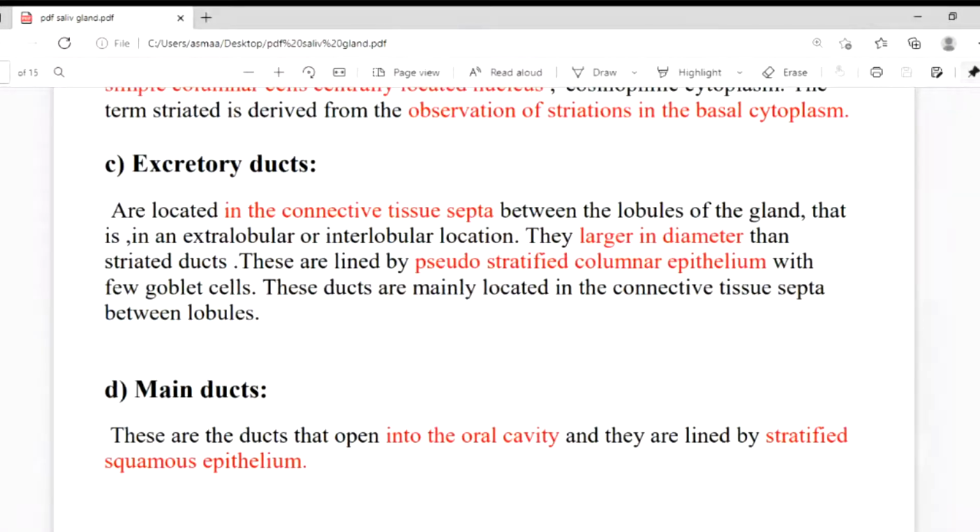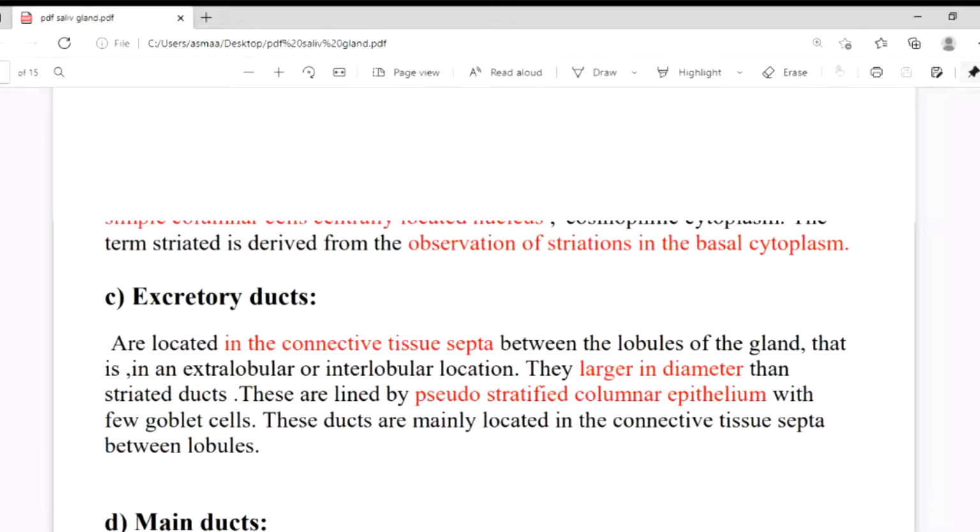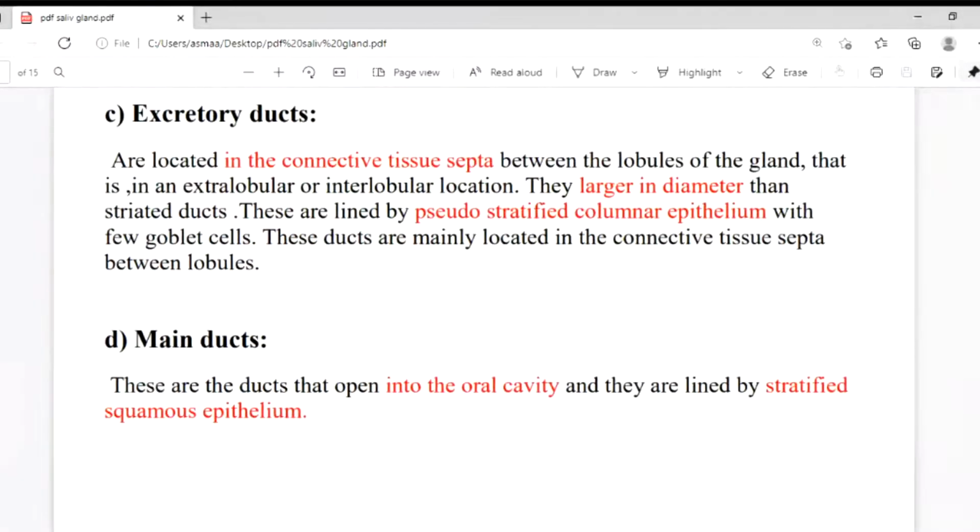These are lined by pseudostratified columnar epithelium. You observe the change in the shape of the cell and the histological features, from cuboidal cells to columnar in the striated duct to pseudostratified cells. These ducts are mainly located in the connective tissue septa between lobules. And then the last duct the saliva passes through is the main duct. These are the ducts that open into the oral cavity, and they are lined by stratified squamous epithelium.